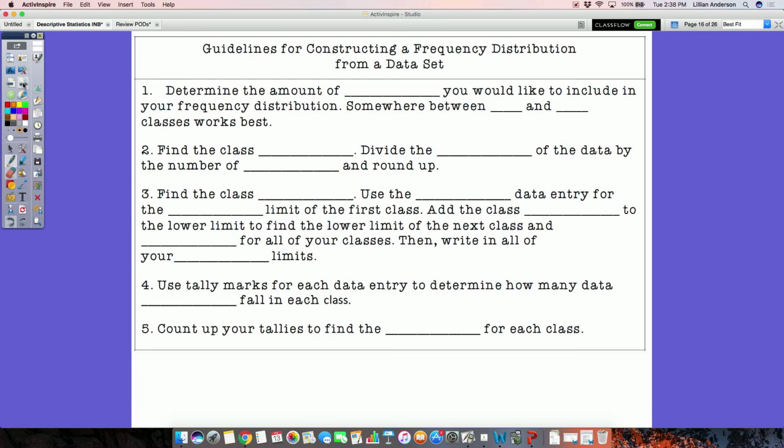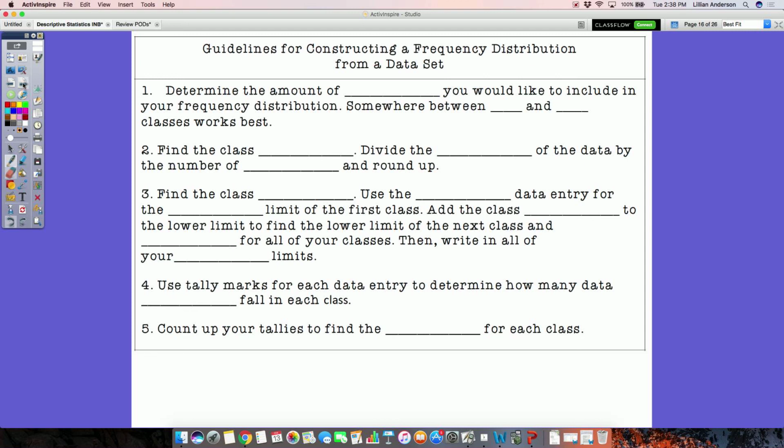So, your guidelines for constructing a frequency distribution, okay? This is also going to be helpful because your homework tonight is you're going to have to create a frequency distribution for your heights and your shoe sizes of the data that you collected on Friday. If you haven't collected your data yet because you were absent or something like that, make sure you get that data in, okay?